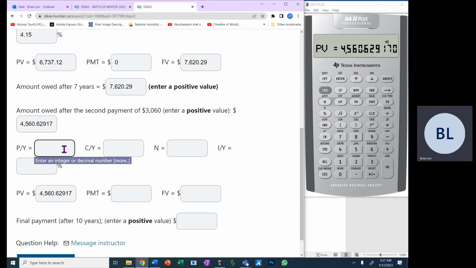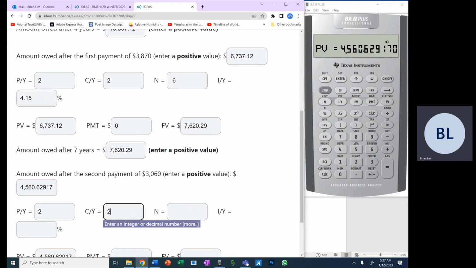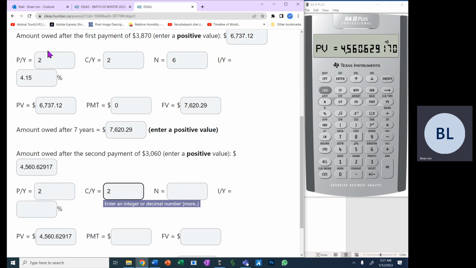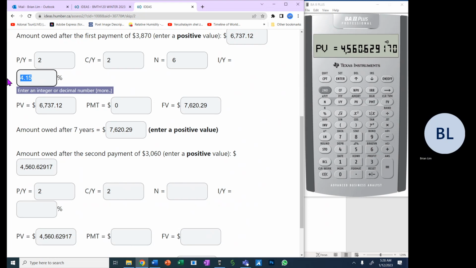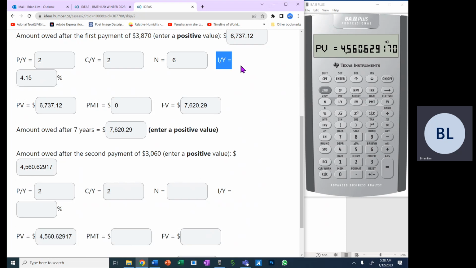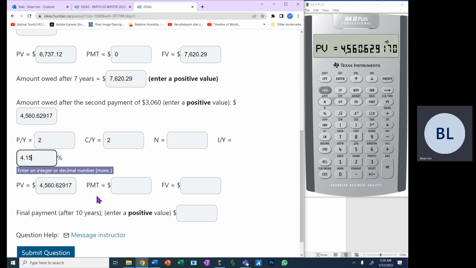Now these are remaining the same. PY will remain as 2 and CY is 2. I think my last check, that is what it was, and that is what it will continue to be. So there we are. Those two numbers are right in there. And we use the calculator to do the calculation. IY is 4.15. As you can see, that is indeed the value for IY. So I will insert that value right there. There we are. I have the present value.